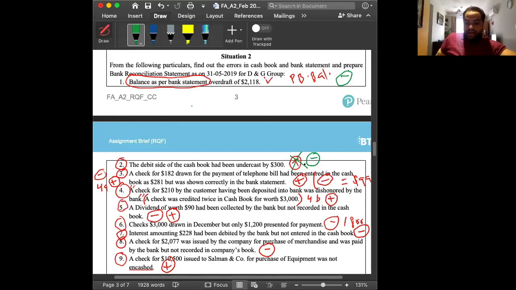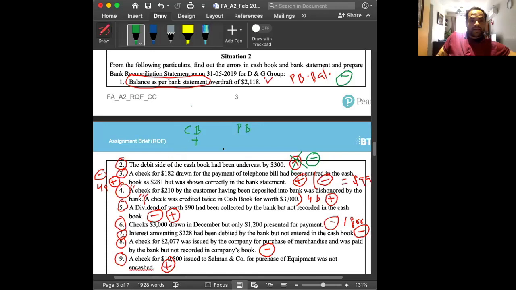So we have to find why minus. Let me write down here. We have cash book, we have passbook. How do we perform this transaction if the balance starts with cash book? Debit side of cash book had been undercast, which means less. Our cash book requires $300 more, so what are we going to do? We will plus. That's normally what we do.